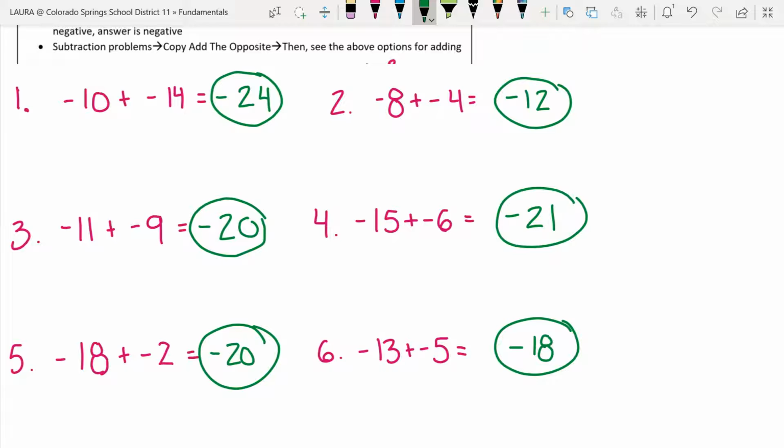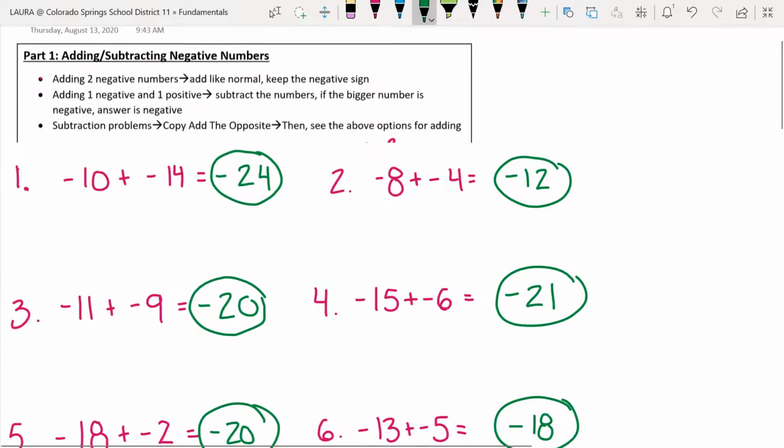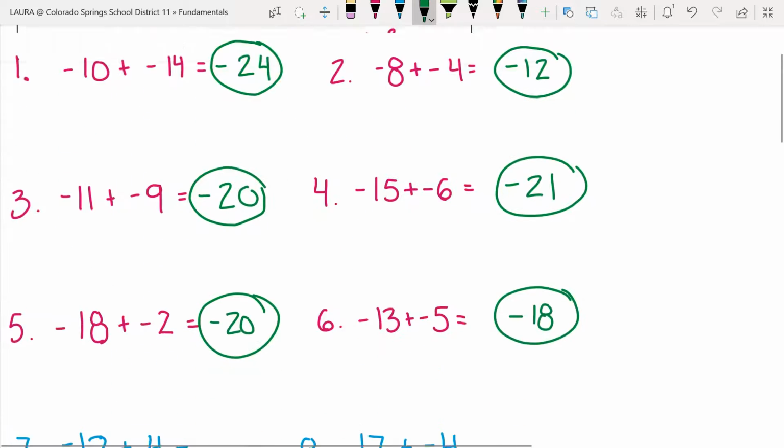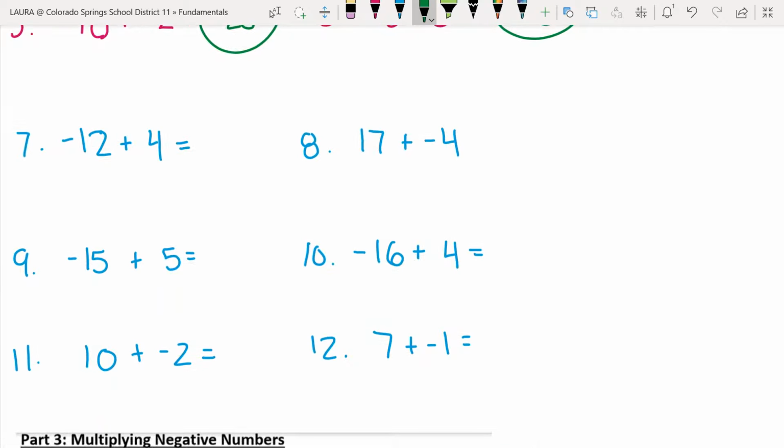So that was our review of that first bullet point. Now we're going to go on to 6 problems related to the second bullet point. Let me read that. The second bullet point says adding one negative and one positive: we subtract the numbers. If the bigger number is negative, the answer is negative. That's the rule we're going to use for the next 6 problems.